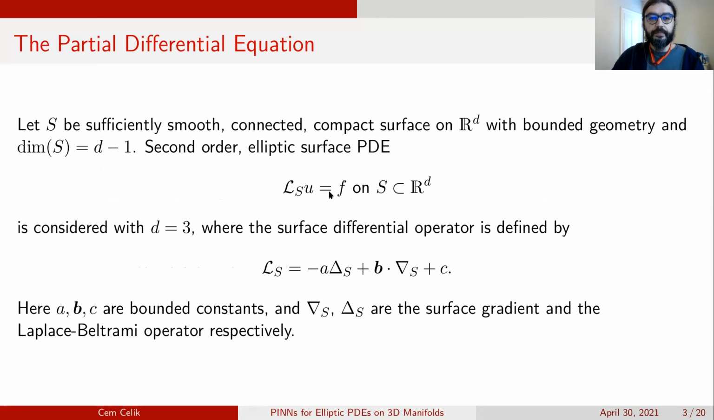The definition of the partial differential equation is in that form. Here delta S is the Laplace-Beltrami operator, and nabla S is the surface gradient. A, B, C are constants. They consider the d equal to 3 case, the 3D case. B is a vector, and A and C are scalar constants.